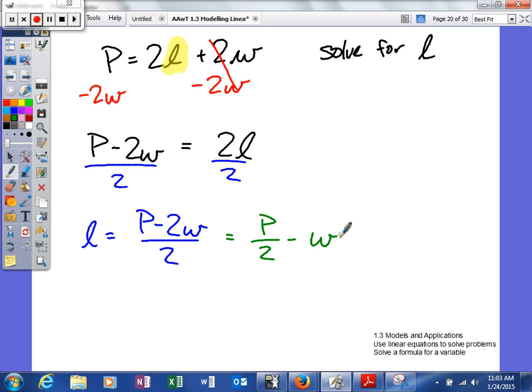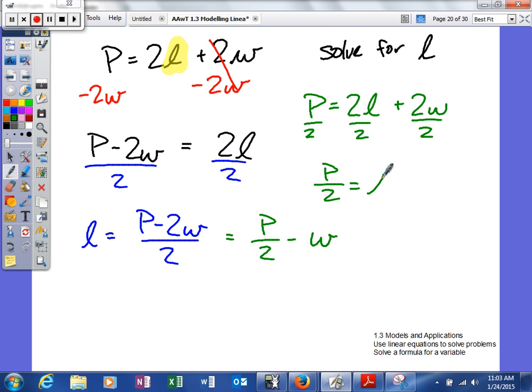And originally, you could see how we did this. If we had taken that same problem of P is equal to 2L plus 2W, and if we had divided everything by 2 first, we would get P over 2 is equal to L plus W, and then solve it, and you can see how we would get the same answer.